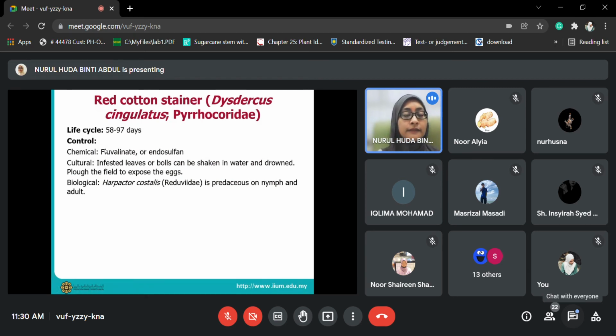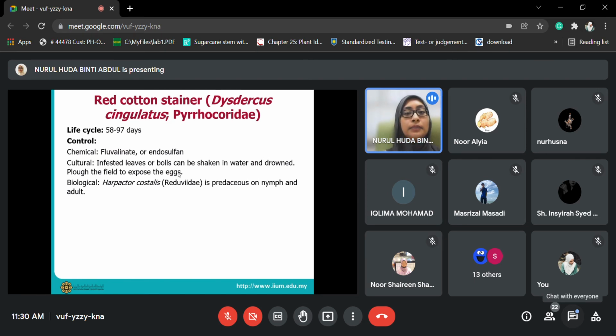To control, we have chemical like fluvalinate and endosulfan. For cultural control, of course, sanitation is one of it. And you can plough the field to expose the eggs. Maksudnya you do tillage, plough the field, so that the eggs tadi, which they lay on the soil, akan expose. So bila expose to environment, it will desiccate atau kekeringan. So that's how the cultural control works.